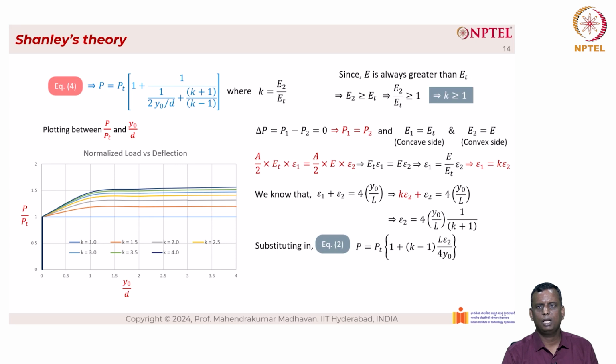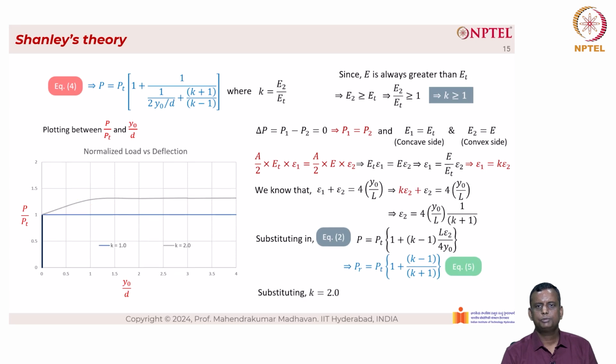So, substituting this value in equation 2, which is P equal to P sub t into 1 plus K minus 1 into L epsilon 2 divided by 4 y naught, we have PR, which is the reduced modulus load, equal to P sub t into 1 plus K minus 1 divided by K plus 1. This becomes equation 5. Substituting K equal to 2.0 in the above equation, we have P equal to P sub t into 1 plus 1 by 3. Basically, 2 minus 1 is 1 at the top and 2 plus 1 equal to 3. So, P equal to P sub t into 1 plus 1 by 3. So, we get P by P sub t equal to 1.33, which is plotted on the curve on the left hand side.